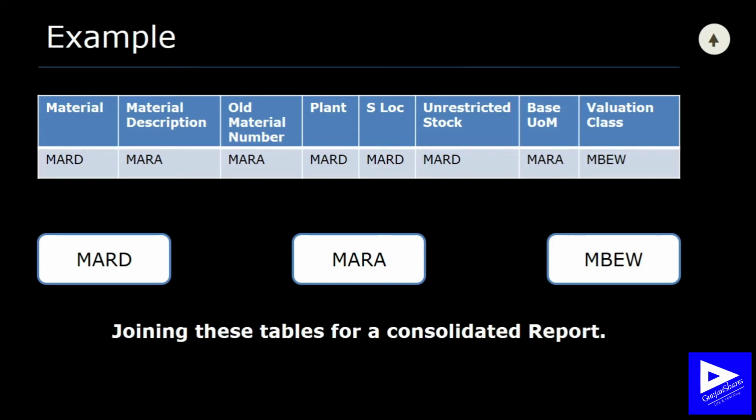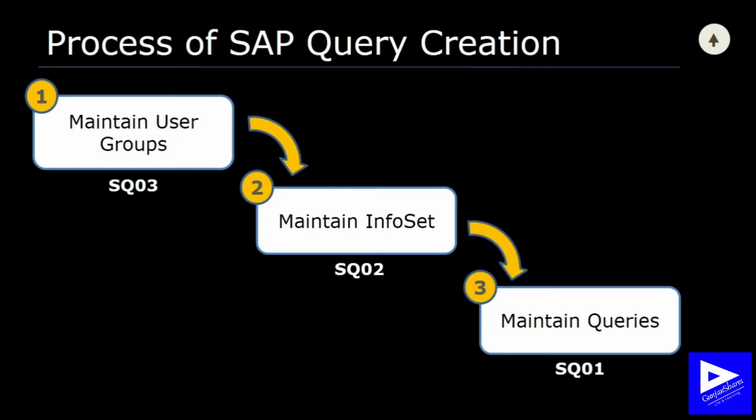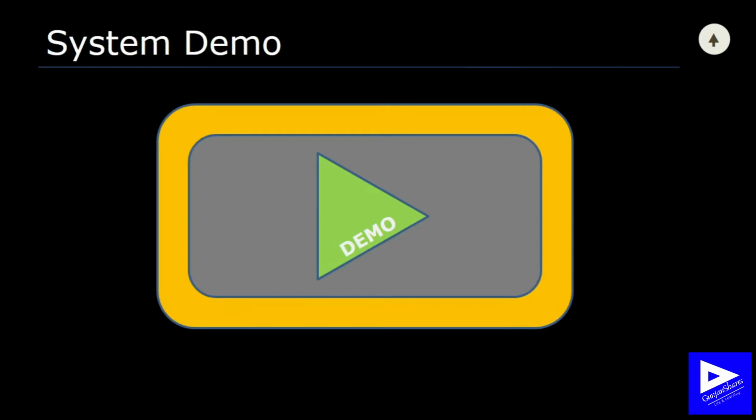So how does SAP query creation work? It's a three-step process. The first step is to maintain the user groups. In step number 2, we will be creating info sets, and in step number 3, we will be maintaining queries. We will discuss each step in detail with the system demo. So let us now head towards our SAP screen and see how each step works in the SAP environment.